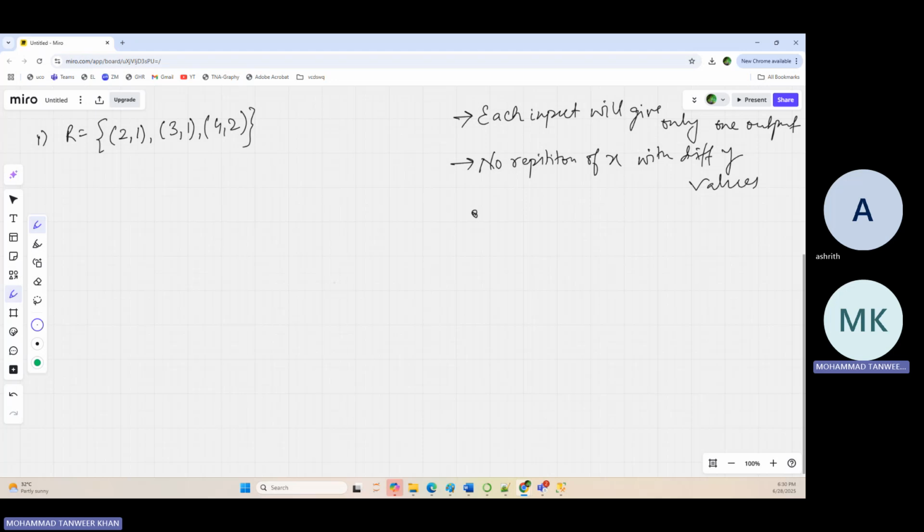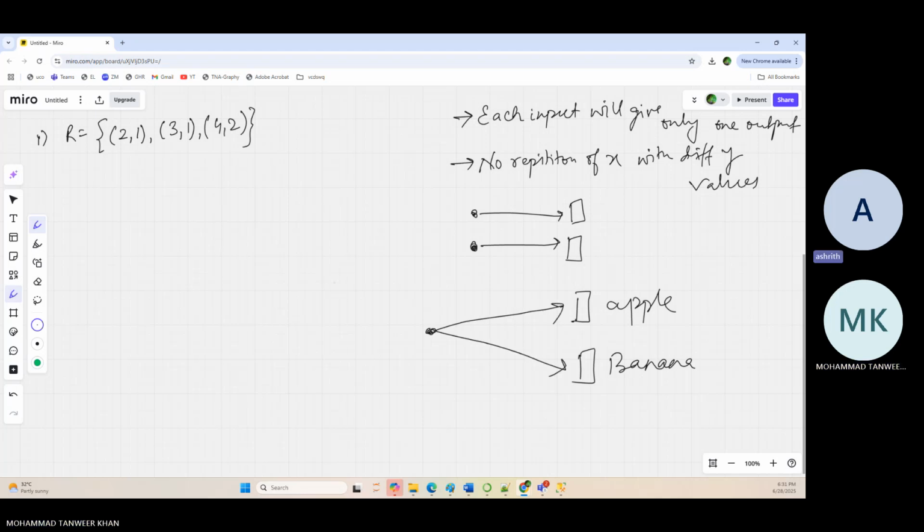No, see, for one input, there should be one output, right? One input, one output. This is rule number one. Suppose I'm getting here apple, and I'm getting here banana as the output. If you're getting a single input and it is giving two different outputs, it's not a function. Means one input will give only one output. From one input, if you're getting two outputs, it's not a function.